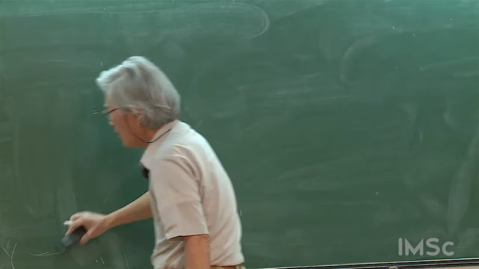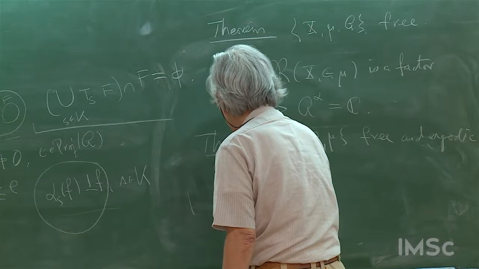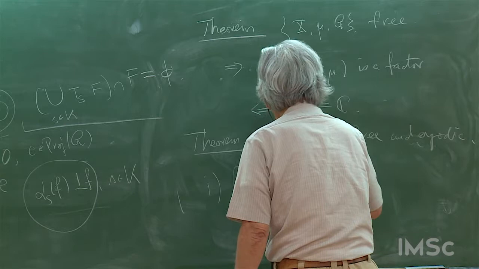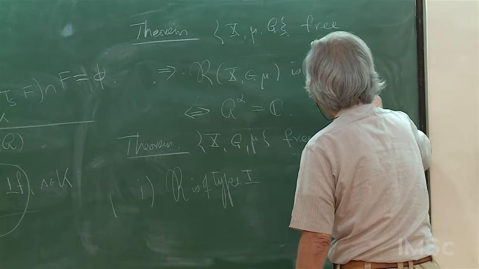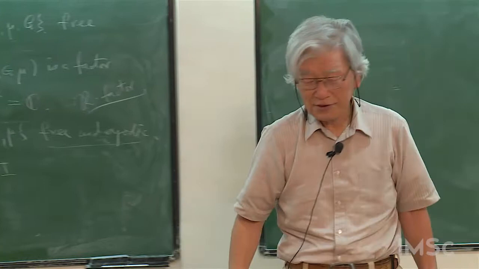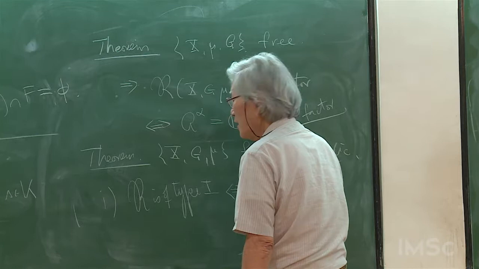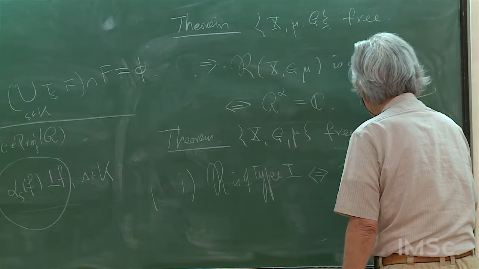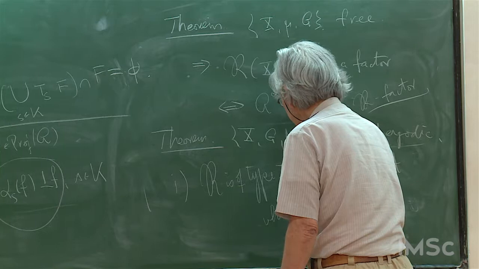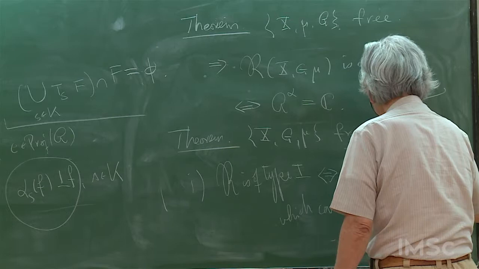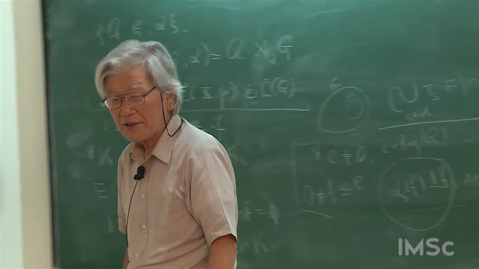Okay, now we have the following. One, R is a factor of type I. So this implies your algebra R is a factor. You are in the factor case. It's type I if and only if there exists one orbit which carries the measure mu. The measure mu is zero outside of a single orbit. In other words, your measure mu is concentrated on a single orbit. Then that's type I.